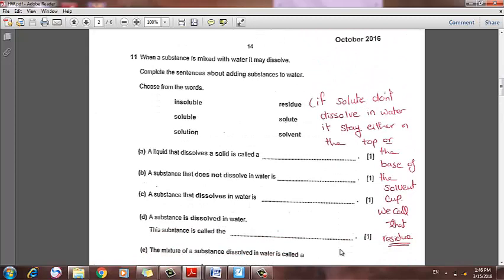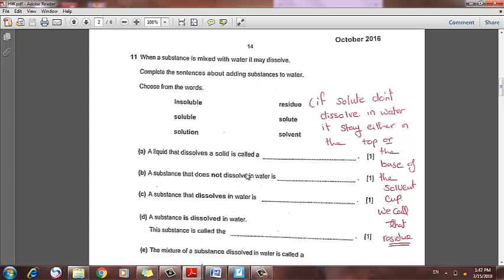A liquid that dissolves a solid is called a solvent. Excellent. The liquid that we use to dissolve a solid, we call it solvent. A substance that does not dissolve in water is insoluble. Excellent. A substance that dissolves in water is soluble. Excellent.